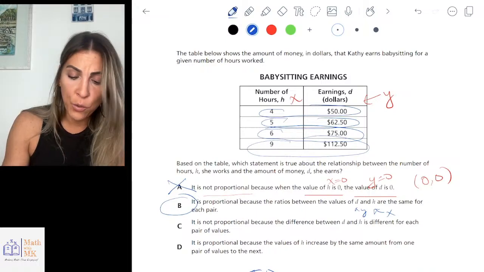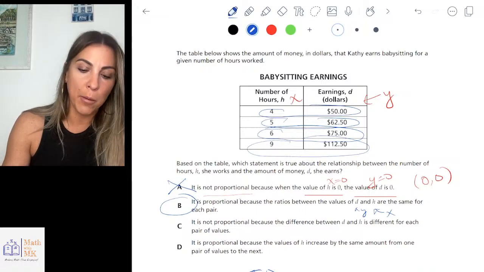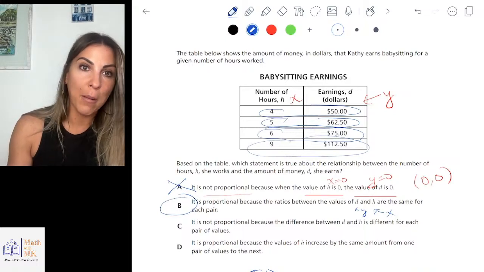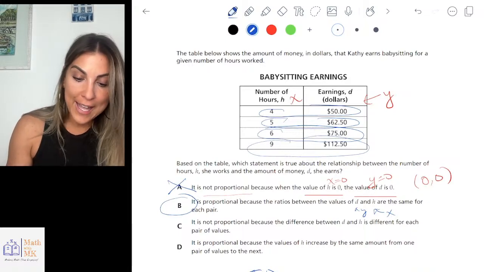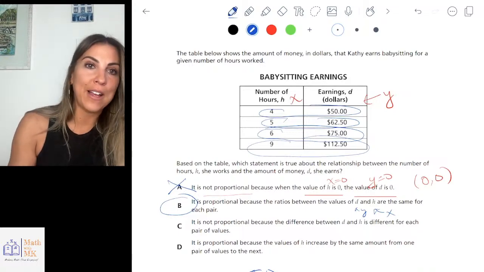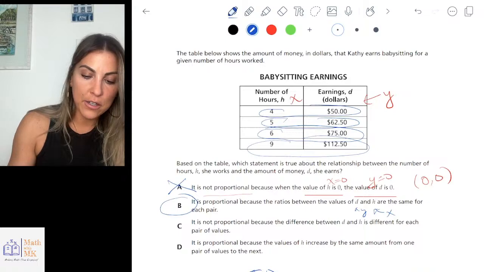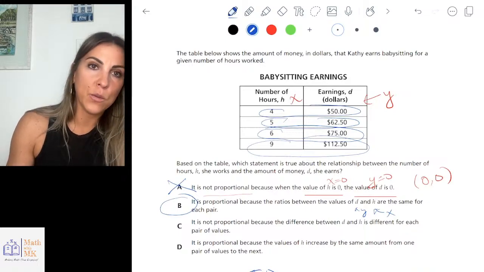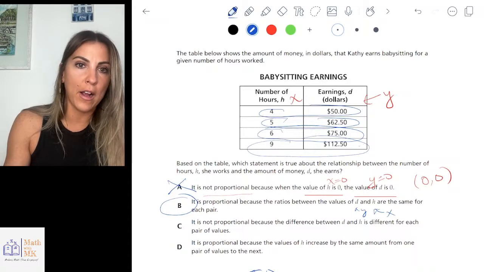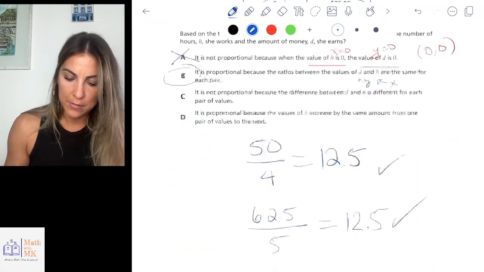Okay. And if you want to check again, just like we did with the reading table before, 12.5 being my constant of proportionality in this problem means that Kathy is earning $12.50 for each hour that she babysits. So if I just took any number of hours and I multiplied it by 12.5, $12.50, I should get her earnings that's in that Y column.